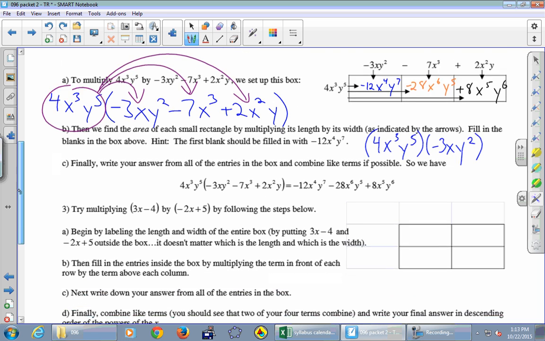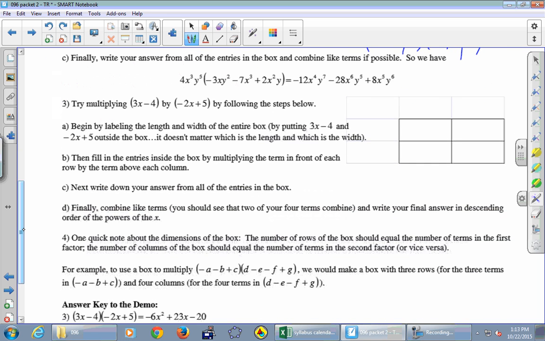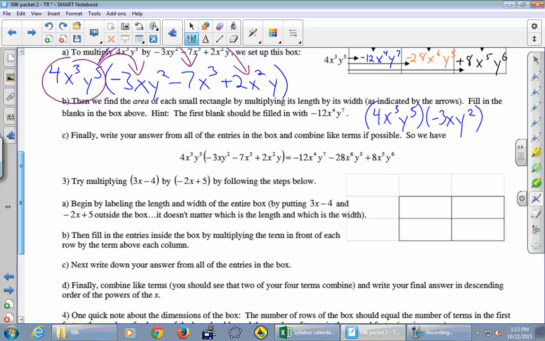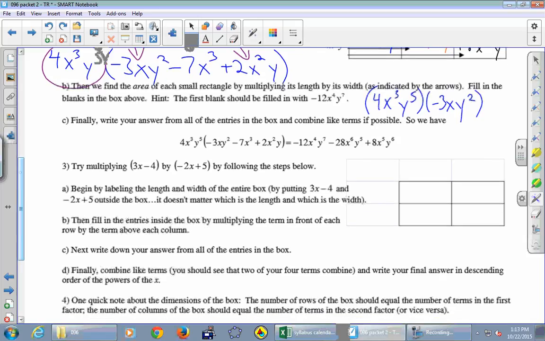Okay, number 3. The only way we could simplify is if we would need the powers on an x to match and the powers on a y to match. And we can't. X to the 4th doesn't match x to the 6th, doesn't match x to the 5th. It's a good thing to look for, though.